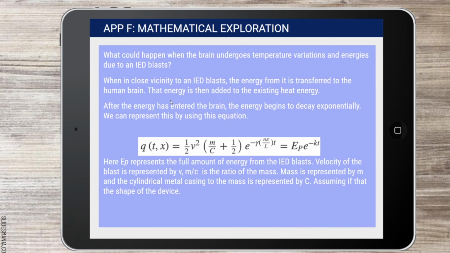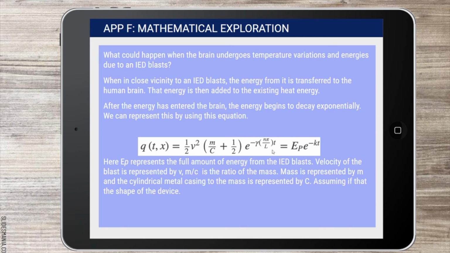However, that equation is not the only thing that would describe the possible trauma that can be caused from an IED blast. It's also important to consider the energy that would be transferred to the human brain from the IED blast. An IED blast would likely cause a lot of energy and heat energy, which would then be transferred into the person. After the energy has entered the brain, the energy begins to rapidly decay exponentially, which can be represented by this equation.